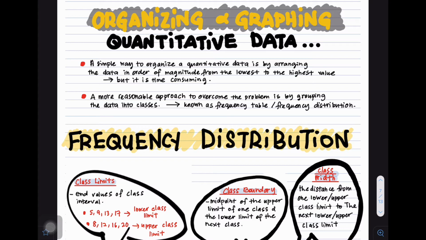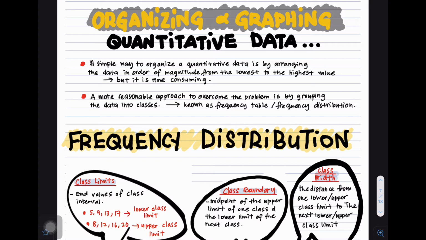And then if we have a quantitative data, means we have a value, because quantitative data is always in numeric form, which is in the form of number. So bila kita ada form of number ni, selalunya kita ada value yang mana lagi tinggi, yang mana lagi kecil. Okay, but then untuk kita susun satu-satu mengikut order is a time consuming, tambah-tambah kalau dia melibatkan data yang banyak.